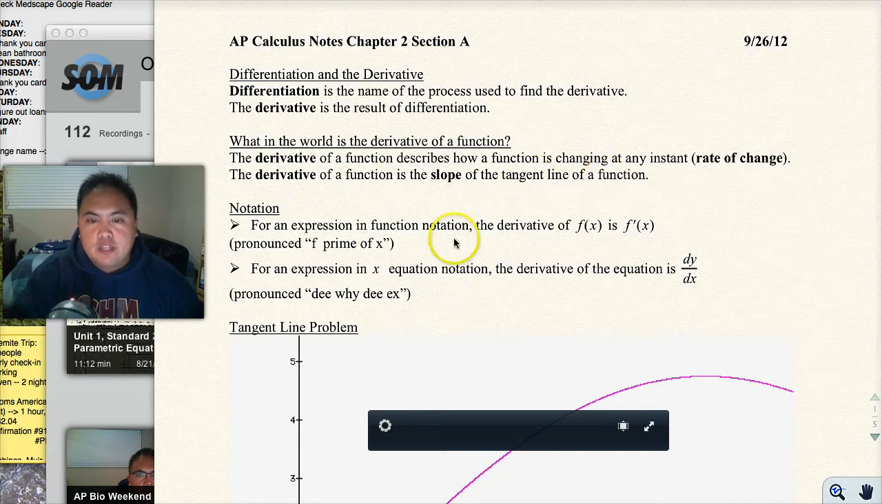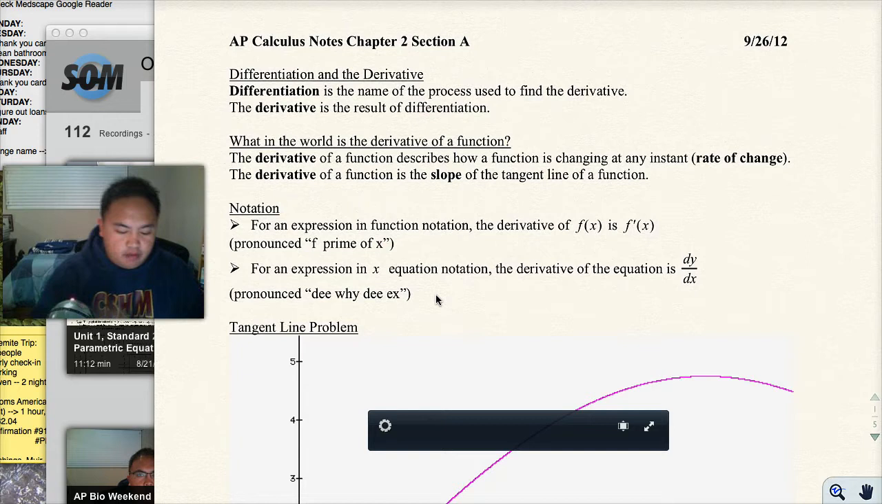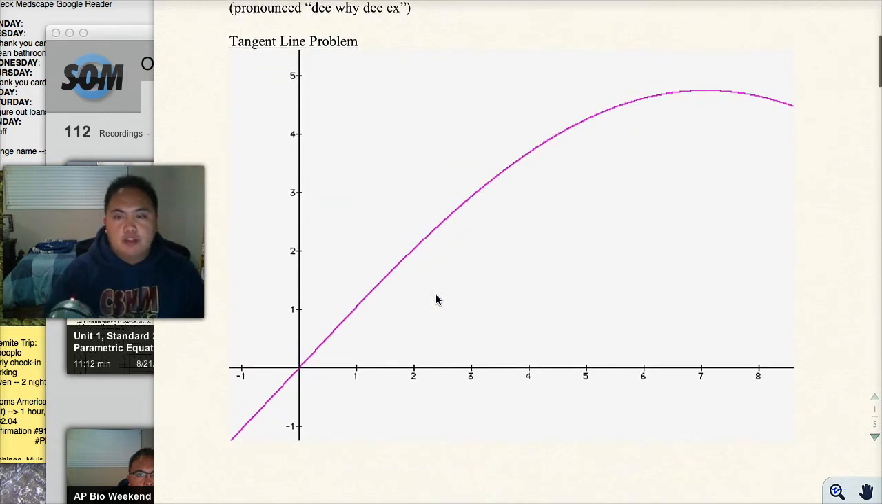Okay. For notation, they call it f of x. For f of x, it's called f prime of x. In equation notation, they call it dy dx, or d dx of y. Okay, dy dx. So here's what the official definition of a derivative is.